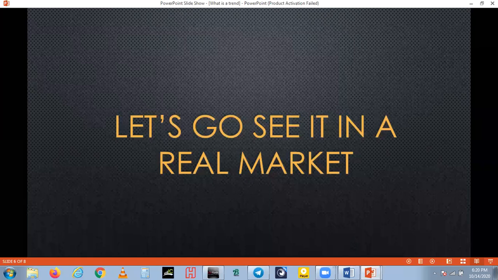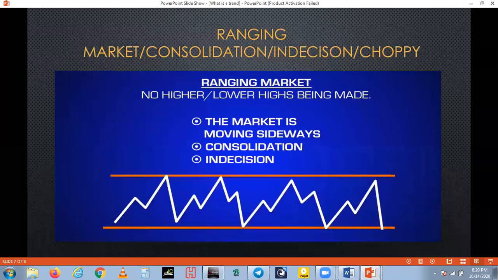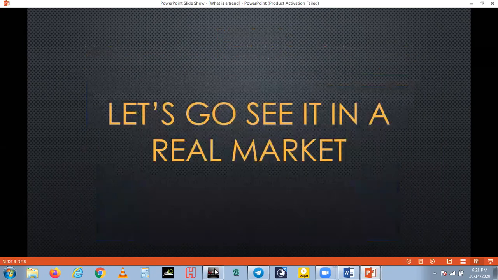So we have three trend types. That's the uptrend, the downtrend, and the last one, which we call the ranging market, consolidation, indecision, or choppy market. So you see this one gets like four names. So we call it ranging market, consolidation, indecision, and choppy. If you look at my picture here, you can see price makes no higher high or lower low. It's just sideways movement. So that's indecision or choppy market. The market is just moving sideways. So let's go to the chart and see how it looks.